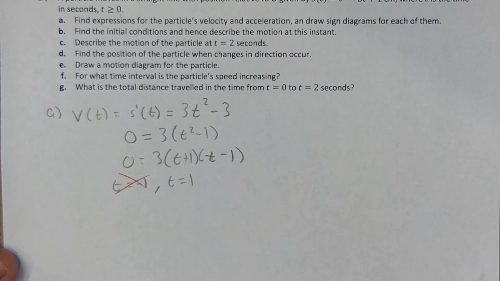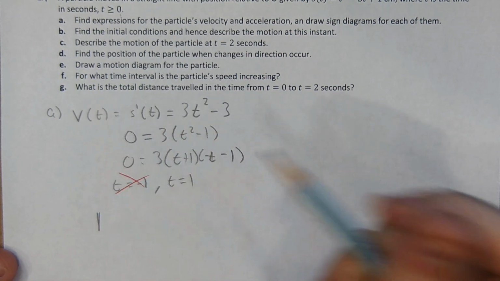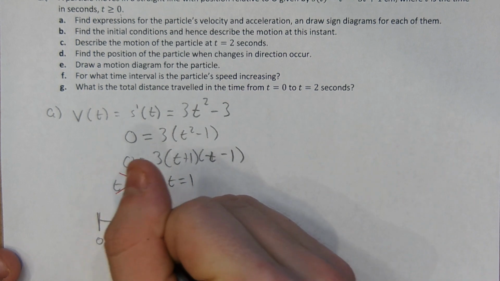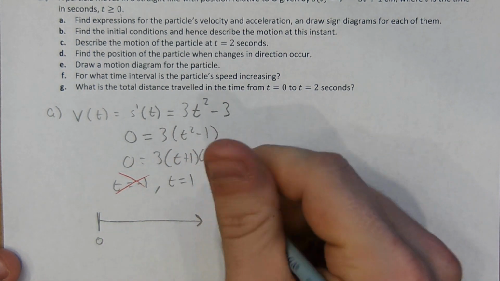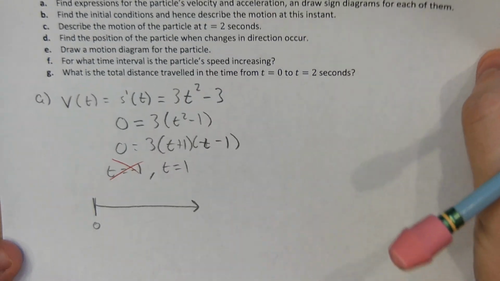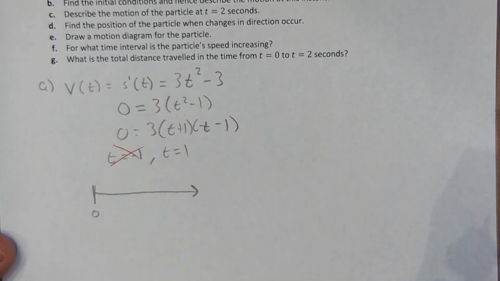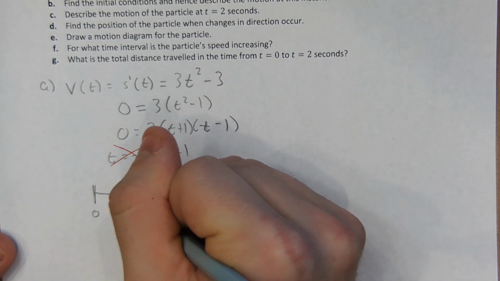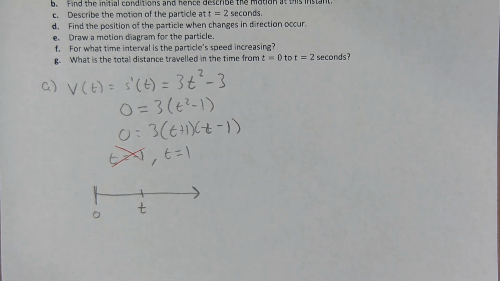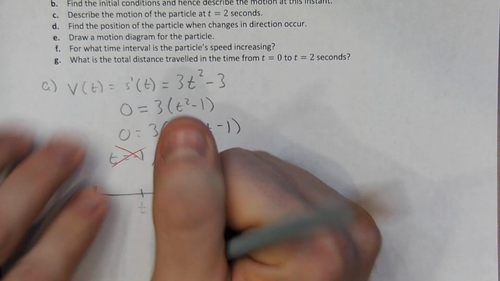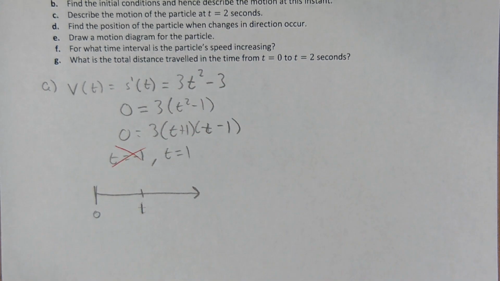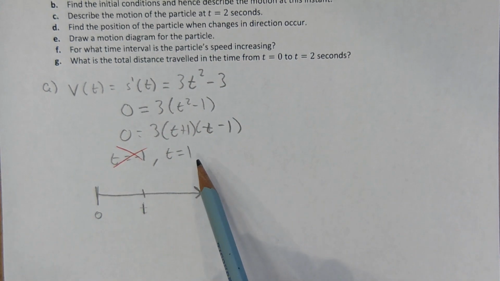Time for the sign diagram. Starts at 0. This is our t-axis, if you would like to call it that. All right. So what we need to do is figure out what was going on between times 0 and 1, because 1 is the only positive time we got as a critical value.